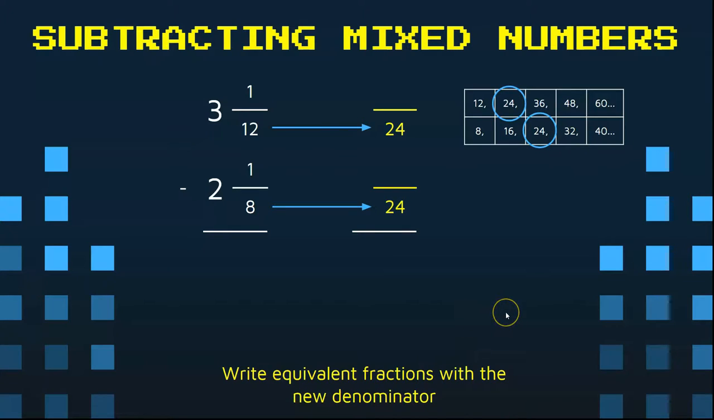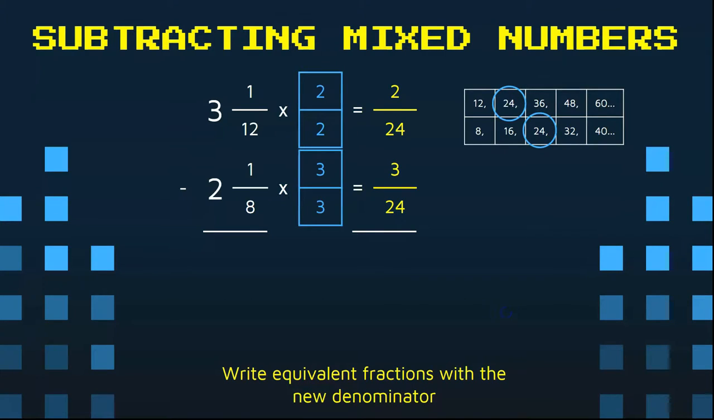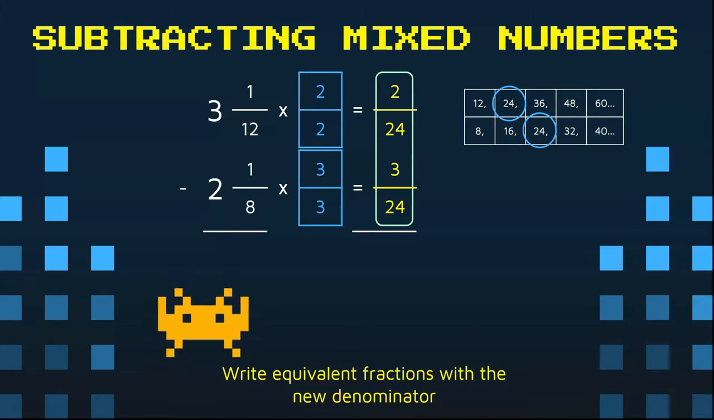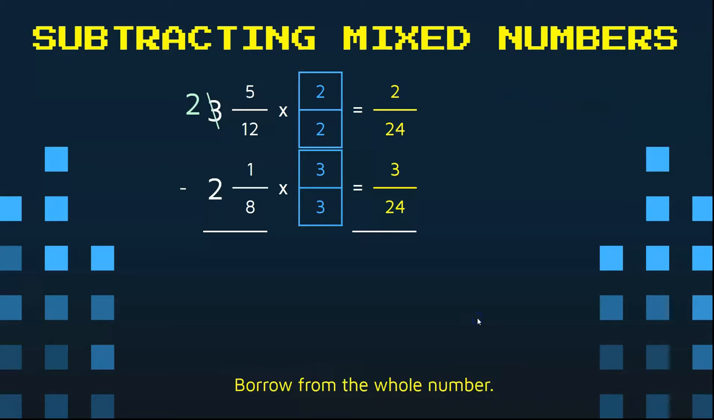So we are going to find equivalent fractions for our fractions using our new denominator. 12 times 2 is 24. 1 times 2 is 2. 8 times 3 is 24. 1 times 3 equals 3. We have ourselves a little bit of an issue here. We can't take 3 24ths away from 2 24ths. 3 24ths is larger. So we are going to have to borrow.